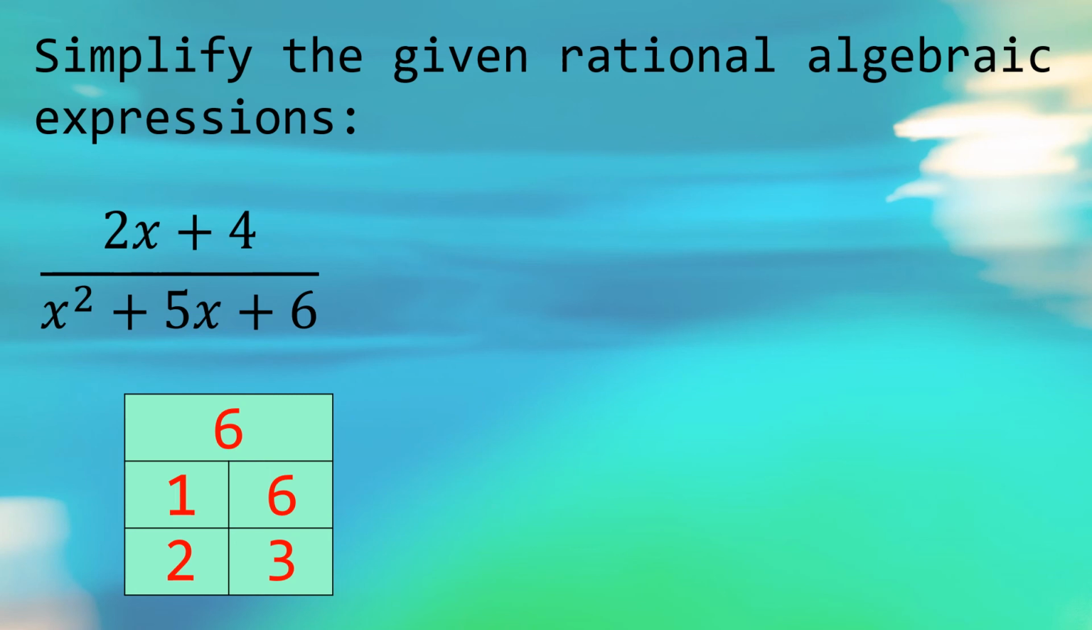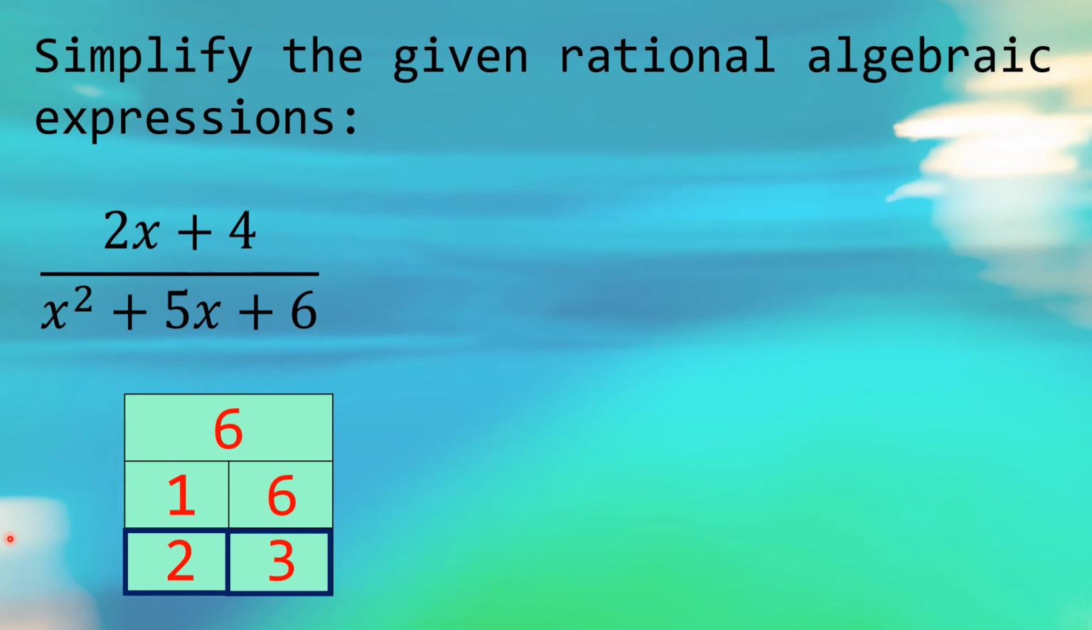Okay, sa given trinomial natin, kung mapapansin nyo, parehong positive ang sign ng ating trinomial. So, kailangan ang sign ng dalawang number ay positive. Dalawang numbers na kapag minultiply ay 6 at kapag pinag-plus ay 5. So, the answers are 2 and 3, because 2 times 3 is 6 and 2 plus 3 is 5.